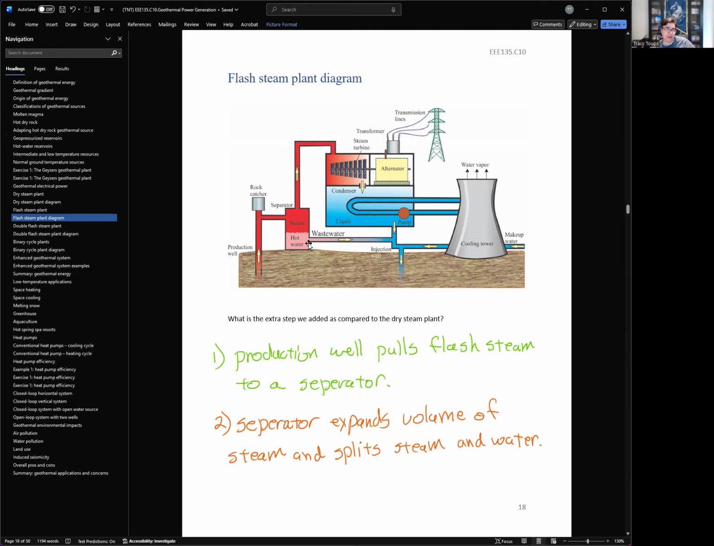Okay. Again, remember we need a condenser because we want to take the steam out of the steam turbine and bring it to as low a temperature as possible to add it back into the well, back into the geothermal source at the bottom. Okay. So a very similar process. You just have this separator as an extra step.